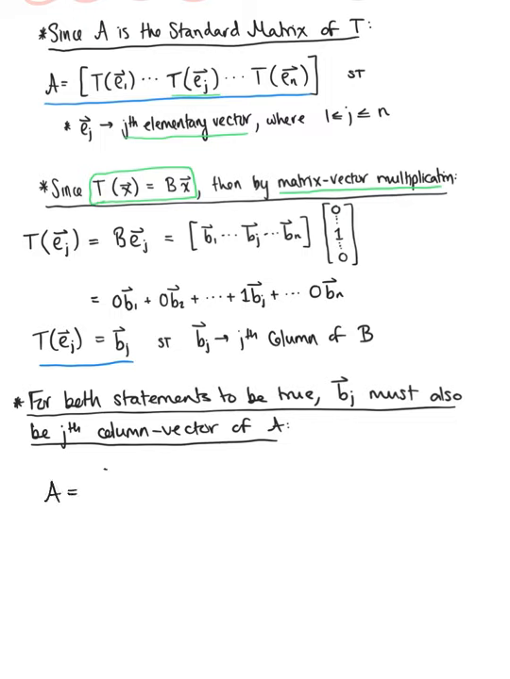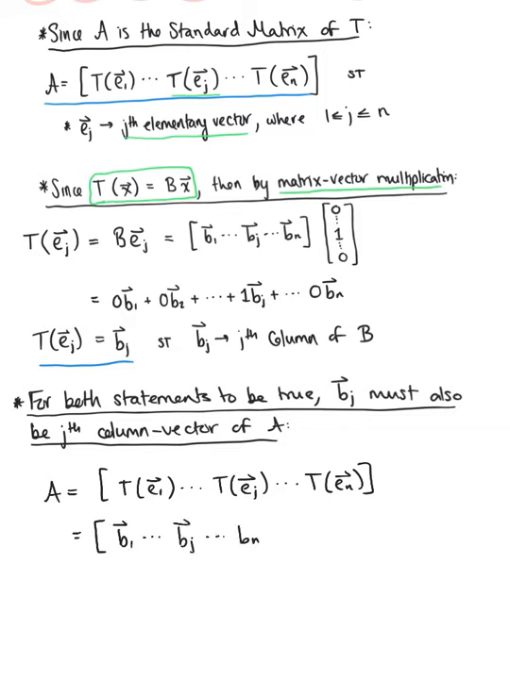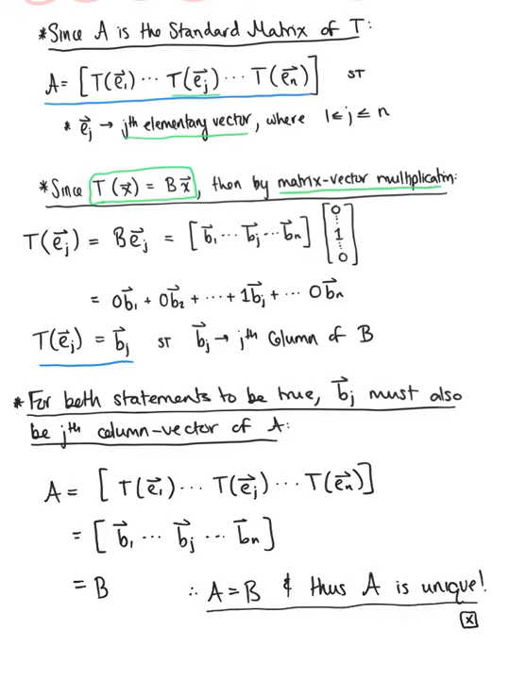We have matrix A as the standard matrix of our linear transformation T, so the column vectors are defined by the images of these elementary vectors under the action of T. And what we find in the second case is that all of these images are in fact equal to the columns of matrix B. So matrix A must be equal to matrix B, therefore making matrix A unique. Woohoo! So we have completed the second part of our proof by showing that matrix A is in fact unique.